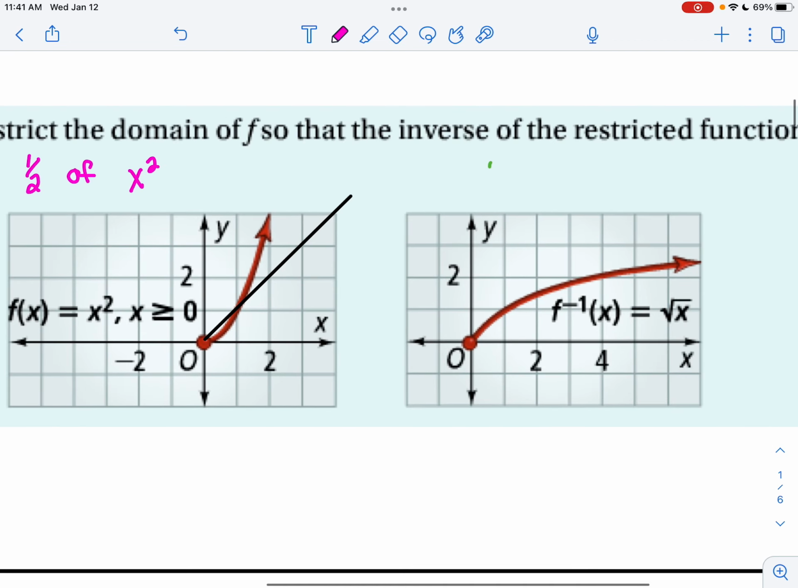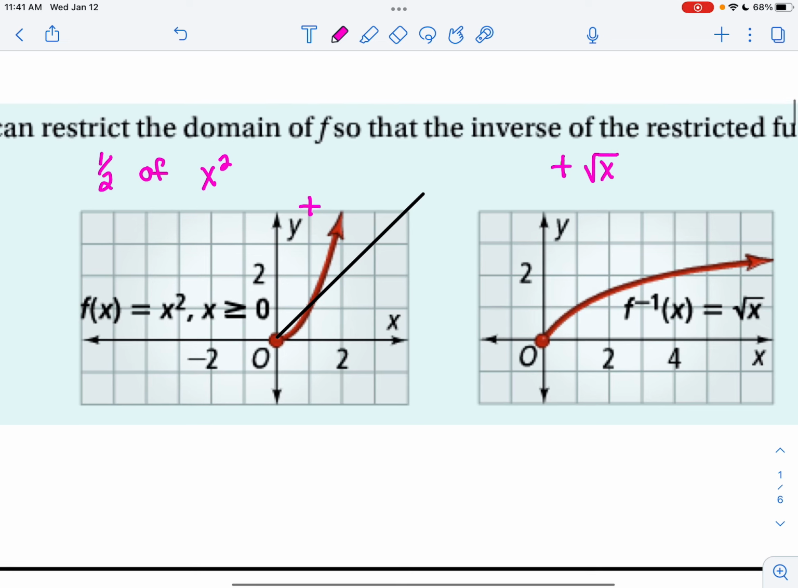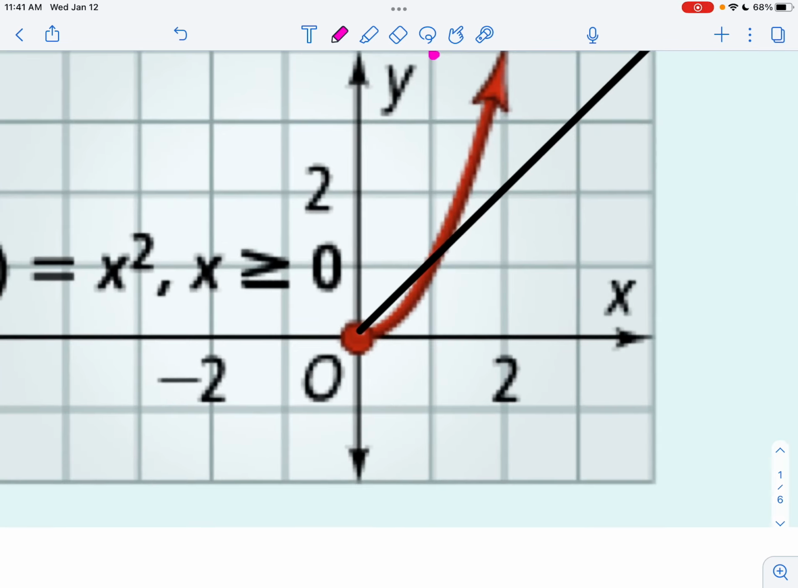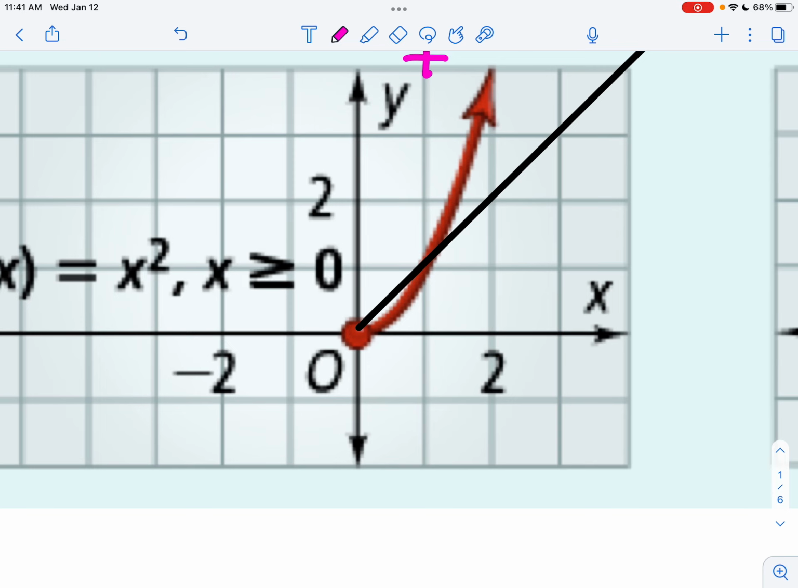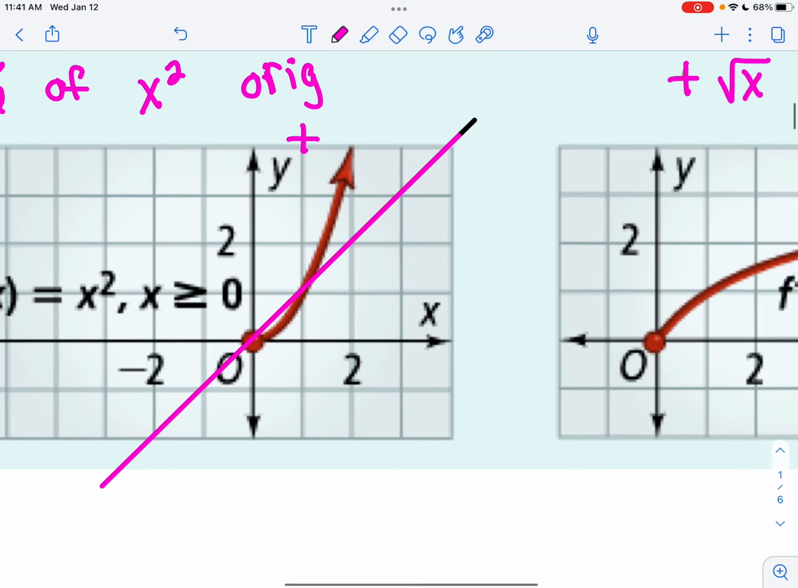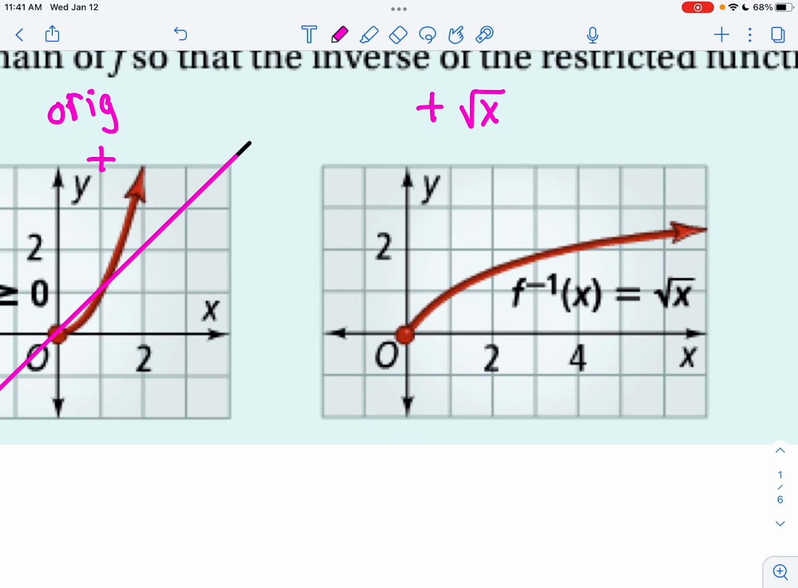Well, the inverse of that would just be the positive root of x, because you only have the positive side of your x squared. So if you have originally half of a parabola and you folded it around this beautiful straight line right here, you will get this shape on a graph. And if I could pick up my iPad, I would.